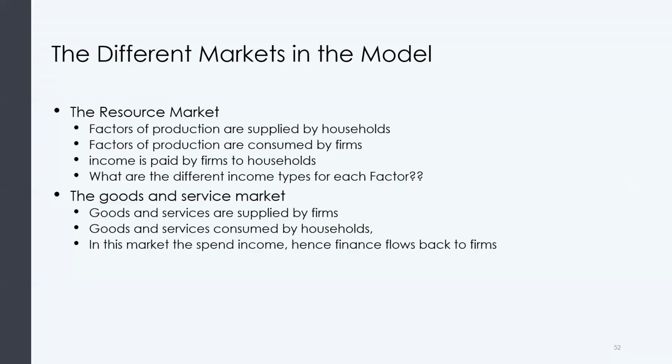In the resource market, it is the households that are the suppliers, and the companies that are the consumers. Then the goods and services market, which is our second market. This is the market where we buy our computers, phones, laptops, cars, and food. This is where we get the goods and services. In the goods and services market, the companies are the suppliers and the households are the consumers. So it's like the opposite of the resource market.